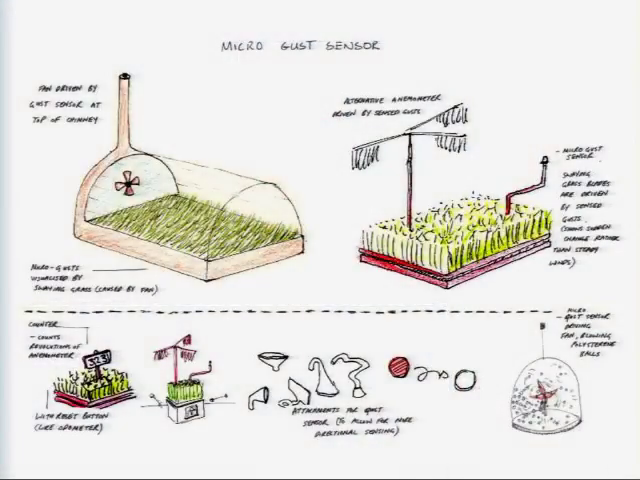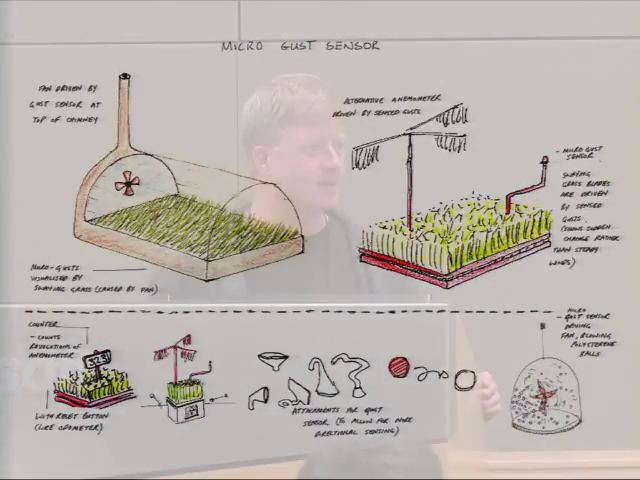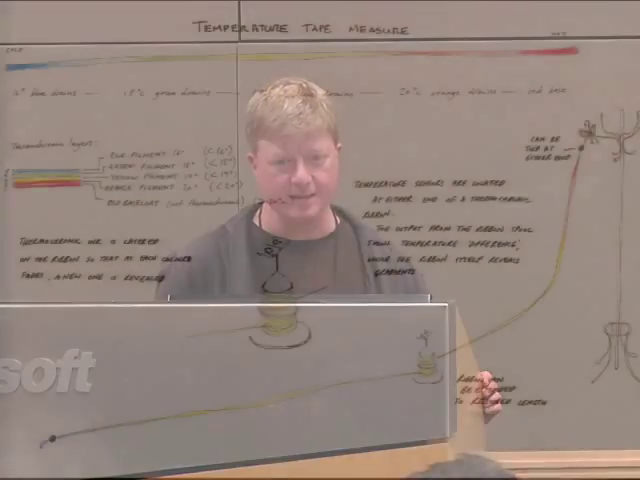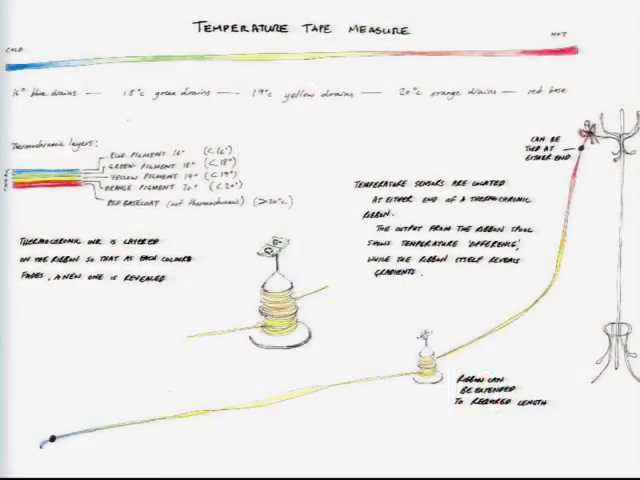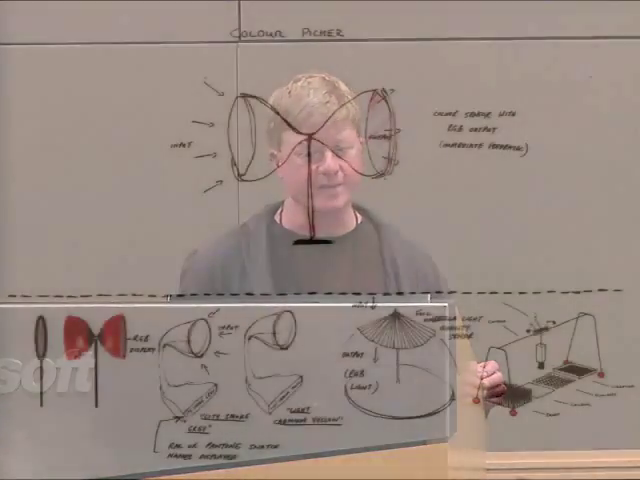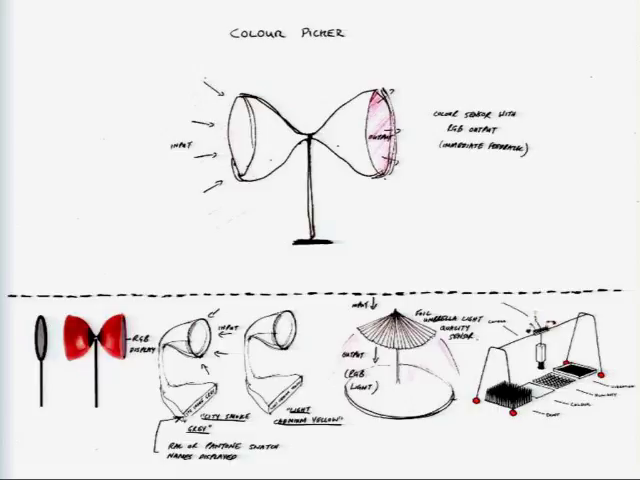And much work ensued that I don't have time to tell you about before we focused in on a few core proposals. So this one is for a micro gust sensor that would look at tiny drafts around the house and amplify them to bring them to people's attention. This one is a temperature tape measure that would allow people to compare the temperatures in different parts of their home. A third was a color picker that you would point to look at ambient colors in the home to try to understand the kind of aesthetic atmosphere of the home, I suppose.